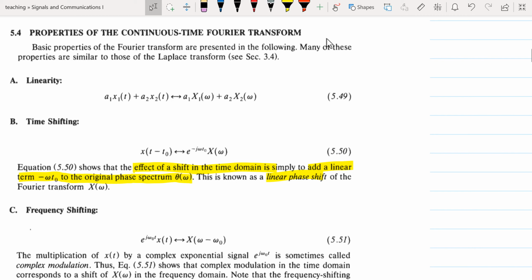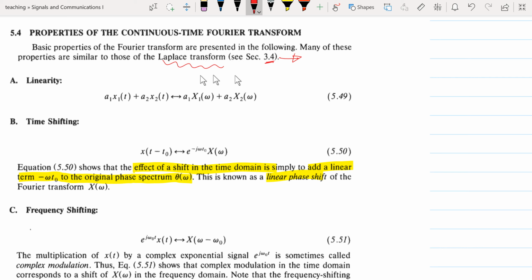And now we discuss properties of the continuous time Fourier transforms. A note is made that they are similar to those of the Laplace transform. They are discussed in section 3.4 of the text. So it is assumed that you have already met the Laplace transforms in another unit, and I think we have already agreed on that. In CNT 2, we must have met the Laplace transforms. So we delve straight into the properties.